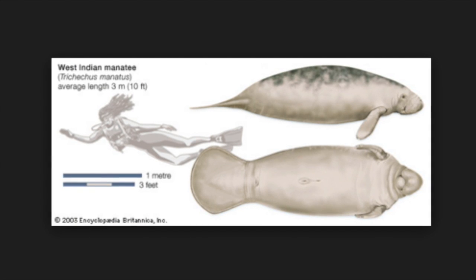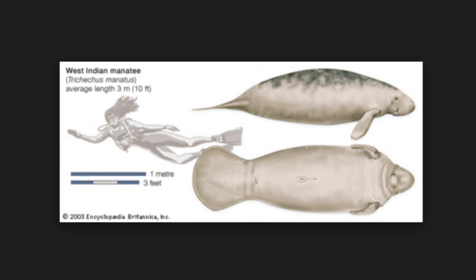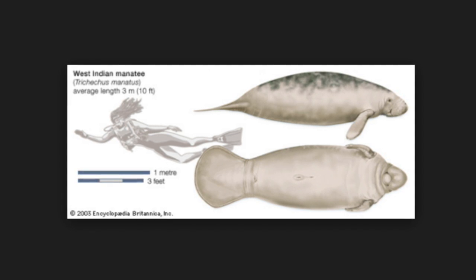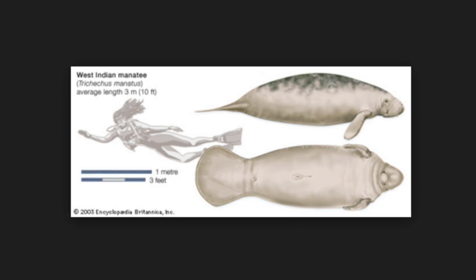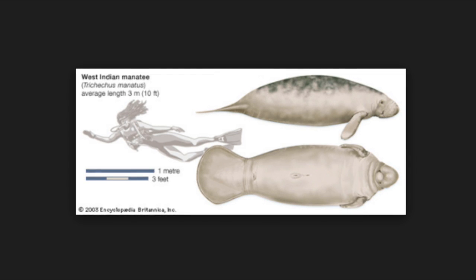Adult West Indian manatees, like Martin, range between 3 and 4.5 meters in length, including their tails. The average weight for a West Indian manatee is 400 kilograms, but typically ranges between 200 and 1,500 kilograms.